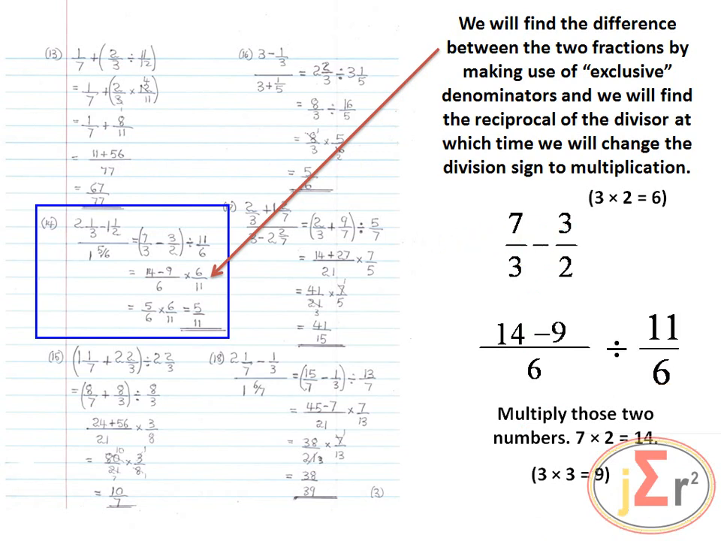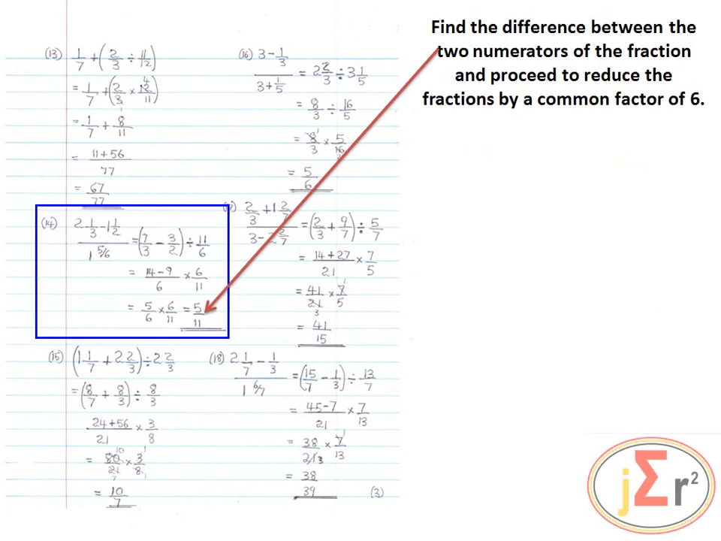Lovely. And then we will do the reciprocal of the divisor and replace the division sign with a multiplication sign. And of course, 14 minus 9 is equal to 5. So let us move merrily to that on the next slide. Find the difference between the two numbers that are in the numerator of the fraction, and proceed to reduce the fractions by a common factor of 6. So we have 14 minus 9 is equal to 5.